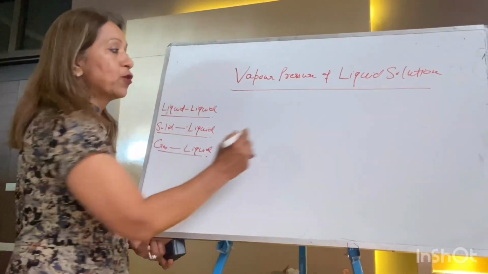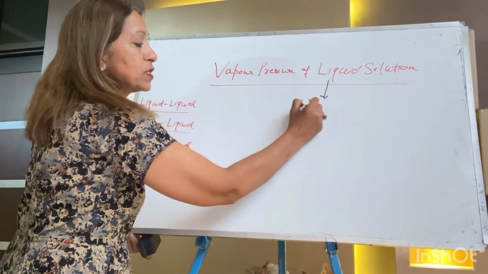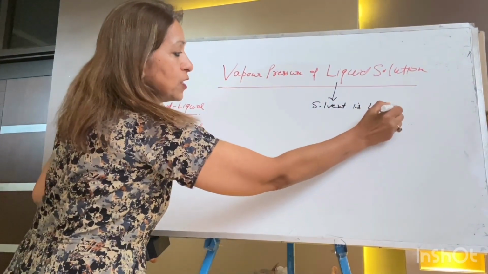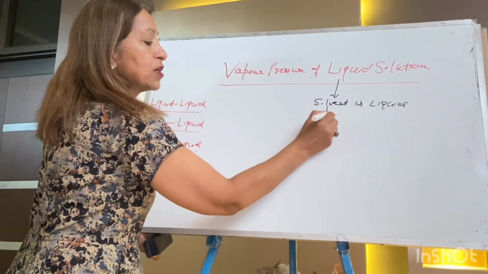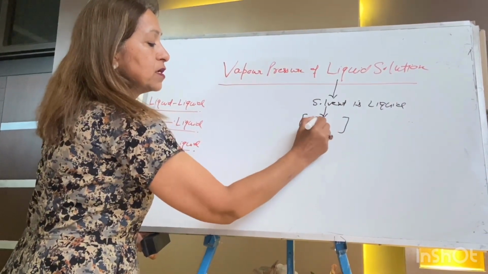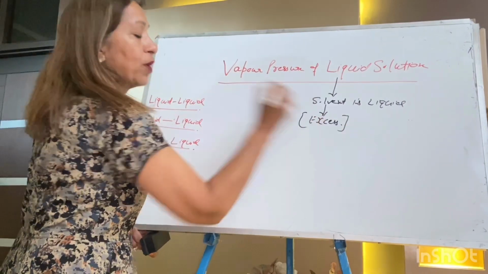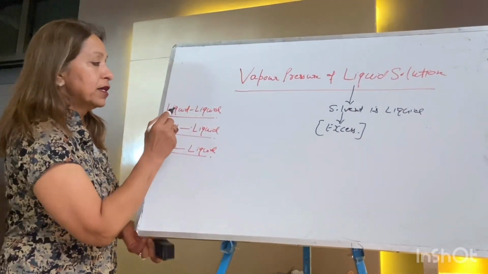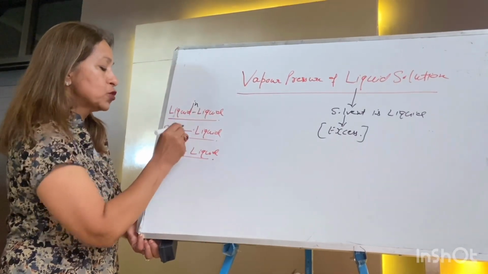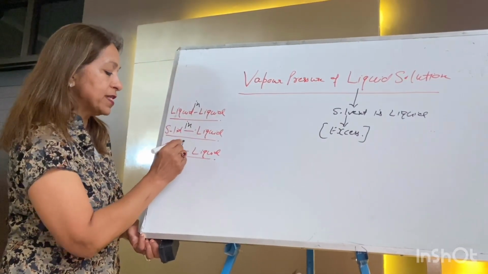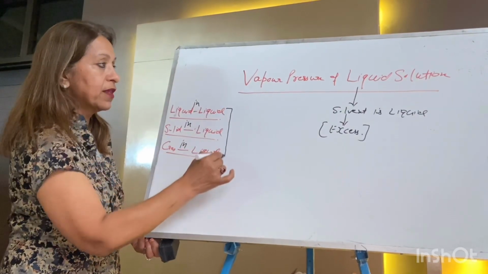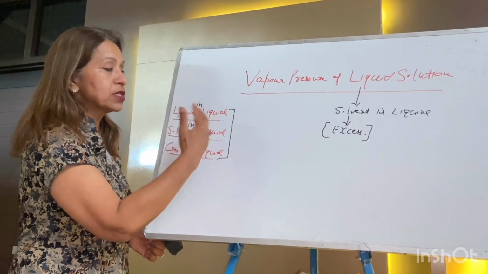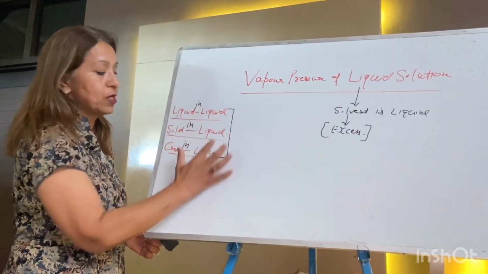And very first, I told you what a liquid solution is: when the solvent is liquid. This is my first lecture. I even told you that the solvent is that which is in excess and the solute is that which is in small quantity. So now you can see here liquid in liquid, solid in liquid, gas in liquid. These three are the liquid solutions. Liquid solutions are those when the solvent is liquid.